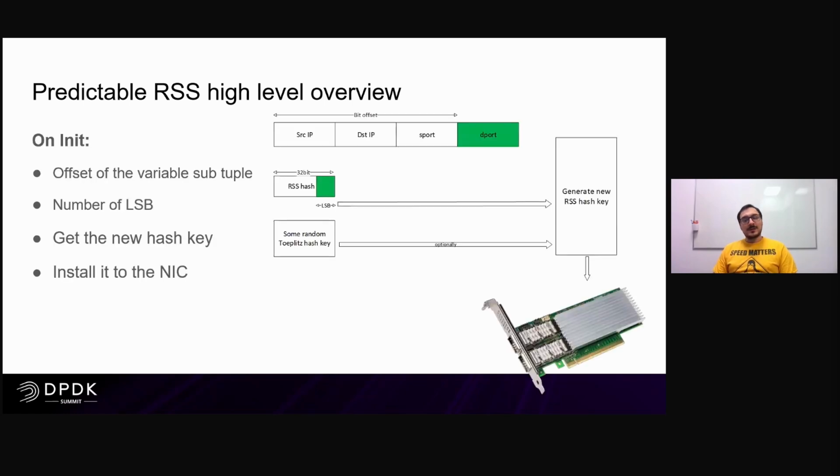The general flow of using this library is as follows. At initialization time, for each NIC we must know the following information. First, tuple layout. This is to find the bit offset of the variable tuple part. Second, size of redirection table. This is because log 2 of this value corresponds to the number of least significant bits used in the RSS hash value. Using this information, and optionally some random RSS hash key, the library can generate a new hash key which then has to be installed into the NIC.